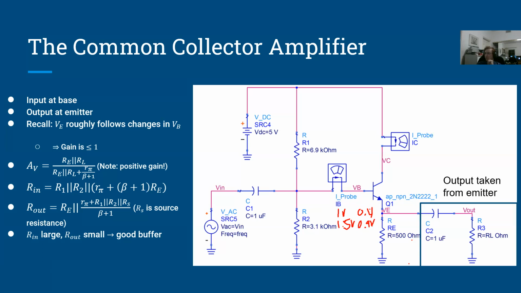Right? So in effect, if we ignore the 0.6 volt offset, VE is just going to be the same thing as VB. So if we take the output there, we're seeing a gain of 1.